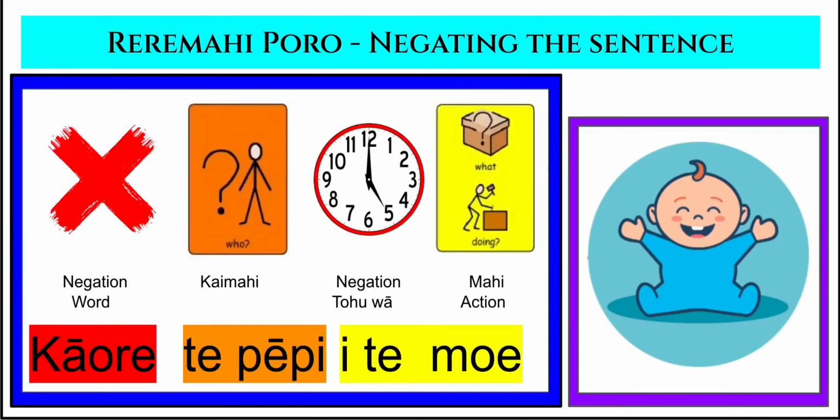So now the sentence structure is like this. Kaore te pepe i te moe. The baby is not sleeping.